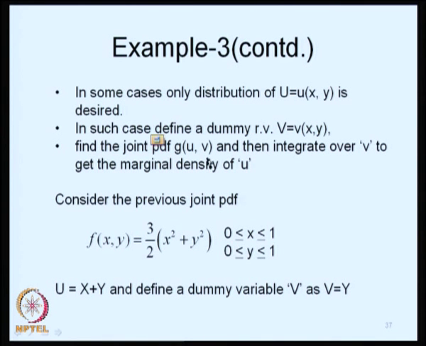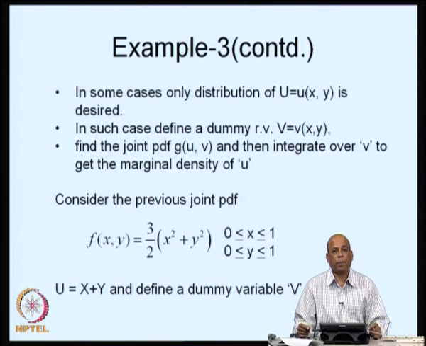Once you obtain the joint density function, you integrate over v and get the marginal density function. For example, you take the same PDF as in the previous example, but instead of having two functions, we are interested in only u equal to x plus y. Let us say we are interested in the density function of u, where u is equal to x plus y. Then we define a dummy variable v equal to y and obtain the joint density function g of u comma v, and by integrating over y we get the density function of u.